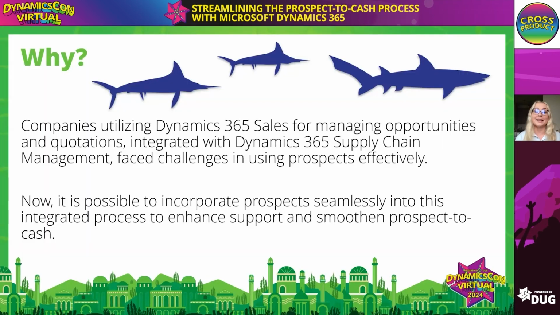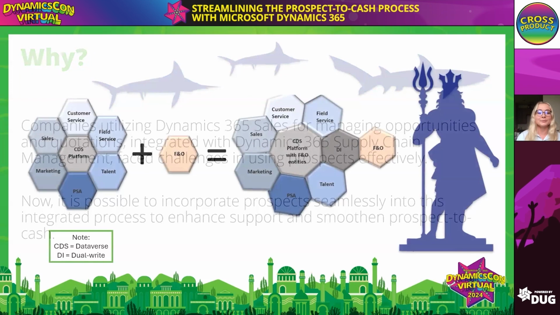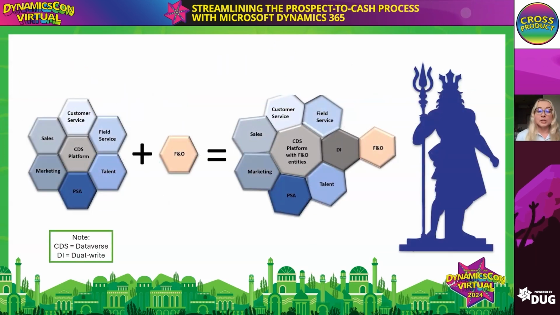So now with Dual Write, companies don't have to worry about those challenges through this low-code, no-code infrastructure. The prospect to cash process is unified and streamlined. This image captures the general strategy that we are analyzing today, using Dual Write to create a holistic Dynamics experience.